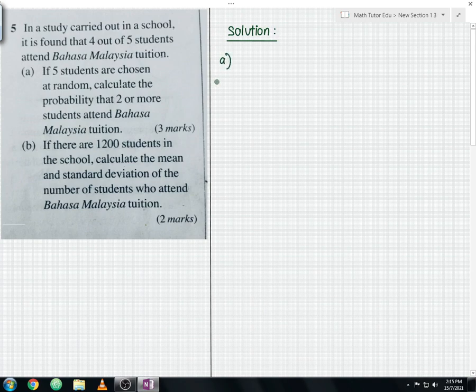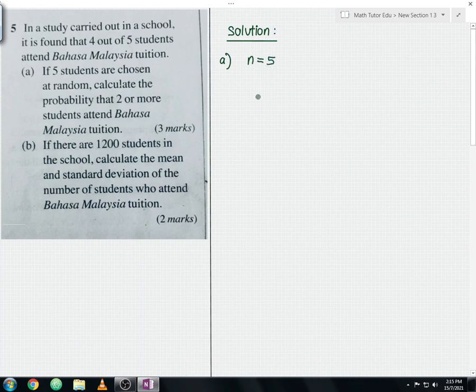From here the number of trials will be equal to 5, since they emphasize here if 5 students are chosen at random. So from here we know that this will be our number of trials n. So let us write here n equals 5.